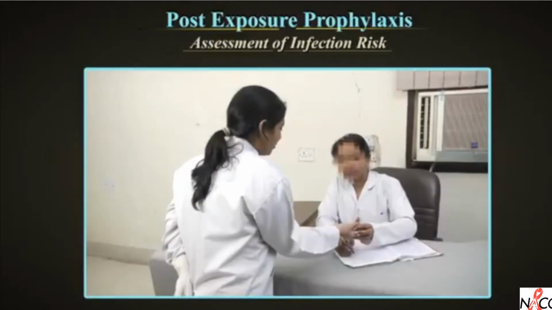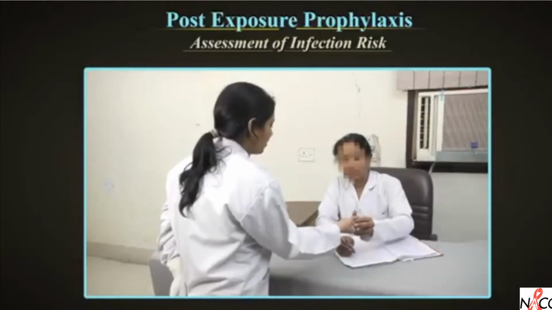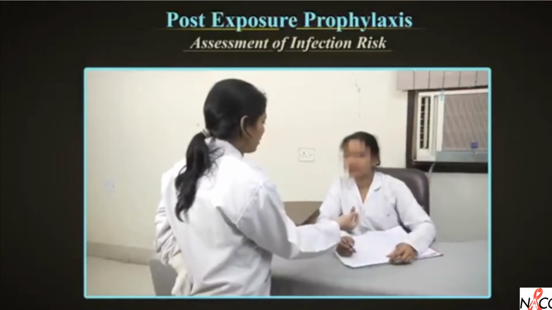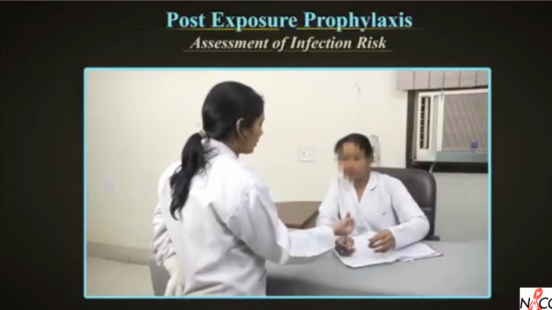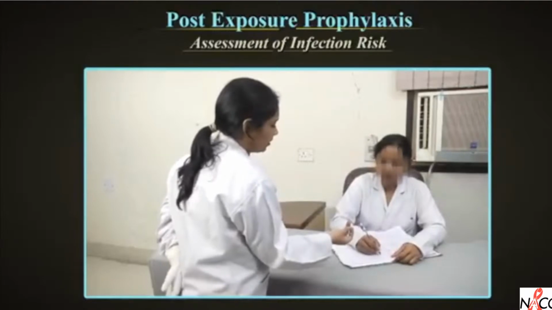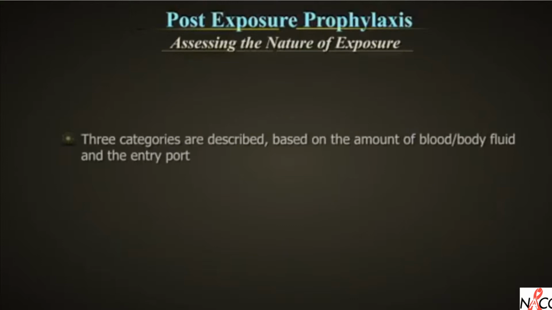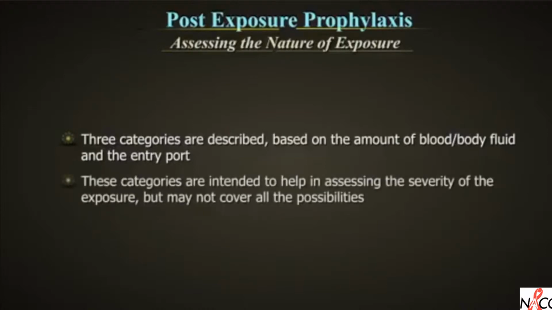A designated person or trained doctor must assess the risk of HIV and HBV transmission following an accidental exposure to blood, or the AEB. This assessment must be quick so as to start treatment or prophylaxis without delay. Assessing the nature of exposure. 3 categories are described based on the amount of blood or body fluid and the entry port. These categories are intended to help in assessing the severity of the exposure but may not cover all the possibilities.